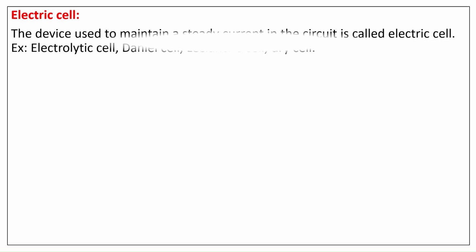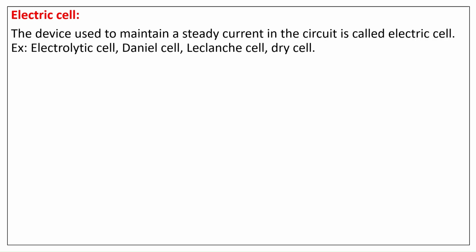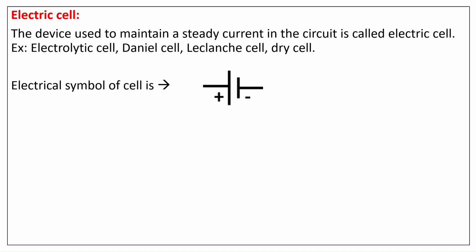Next, electric cell. The device used to maintain a steady current in the circuit is called an electric cell. Example: electrolytic cell, Daniell cell, Leclanche cell, dry cell. This symbol represents an electric cell.